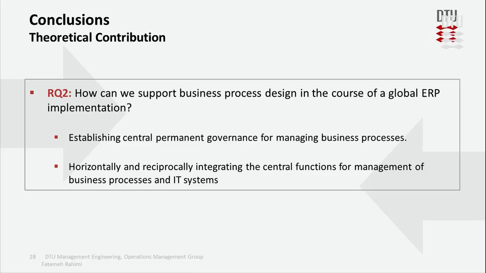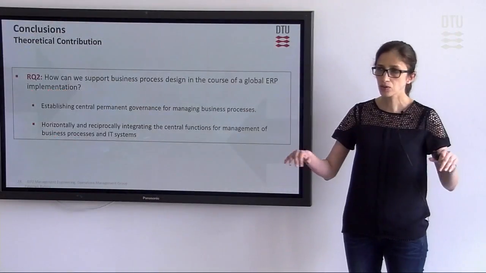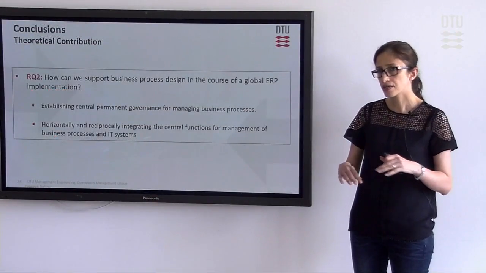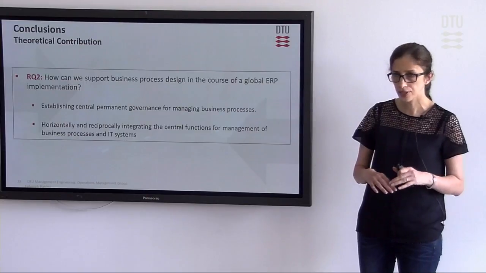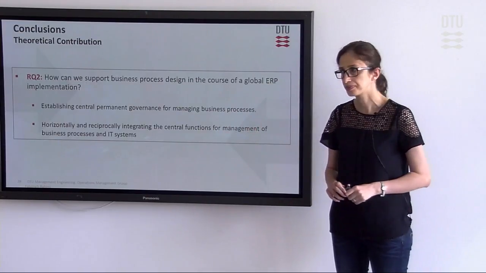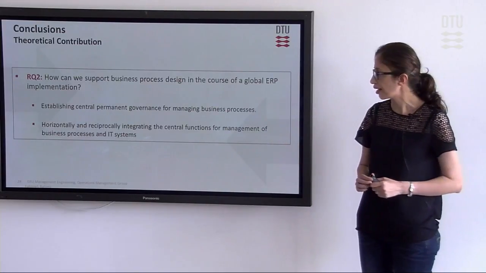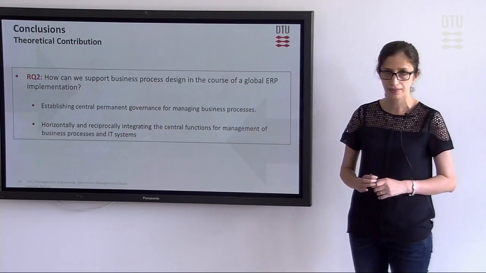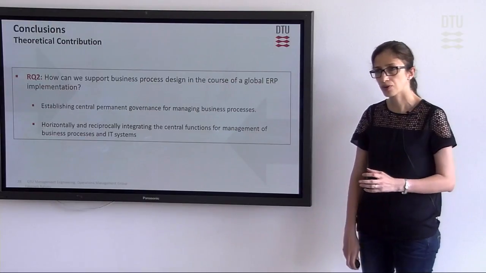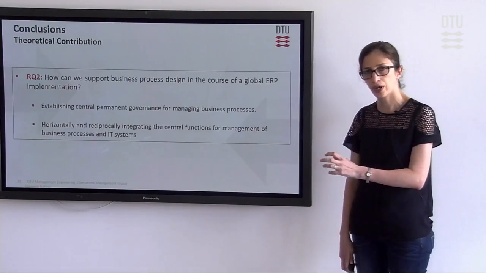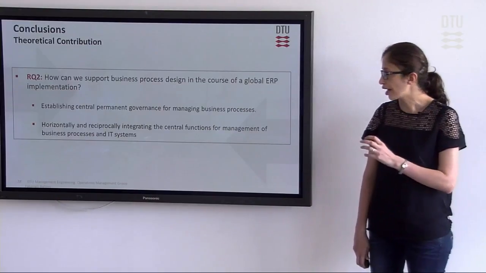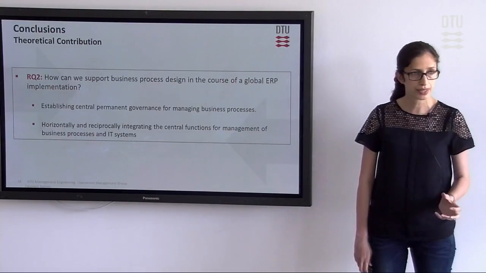The fourth study suggests that after establishing the central BPM and IT management functions, these two functions need to be horizontally and reciprocally integrated at the operational level. This is to enable integrated design of ERP system and business processes. So process roles need to be imposed on the IT management function to direct ERP configuration based on business requirements.